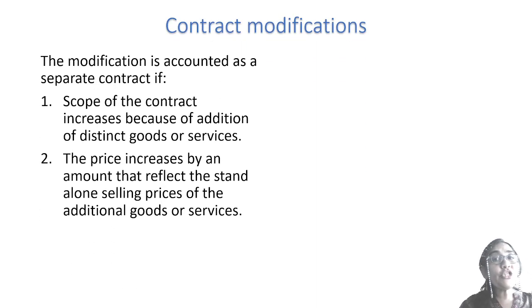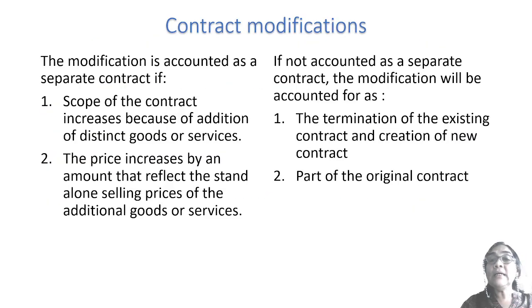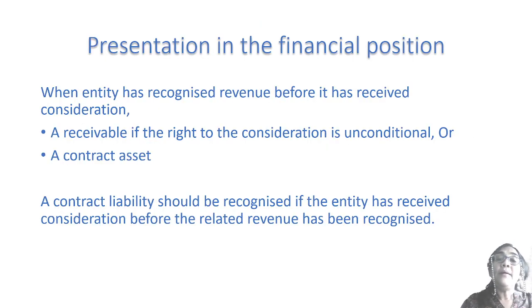If there are modifications to the contract, you will recognize it as a separate contract if the scope of the contract increases or there is an increase in the price. You will recognize it as a separate contract by terminating the existing contract, or you will add it to the original contract. Presentation in the financial position.